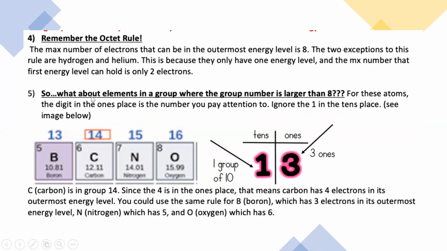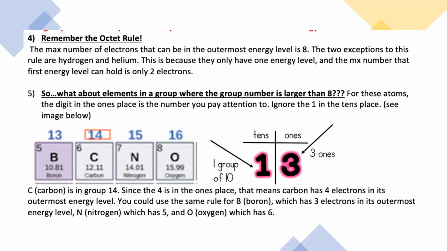All right, step 5. What about elements in a group where the group number is larger than 8? We found carbon, and carbon's group number is 14. If that 14 is telling me how many electrons are in the outermost energy level, then that's breaking the octet rule. It can't have 14, it can only have up to 8. So what do we do? Well, there's this rule, and it's a little bit confusing at first.